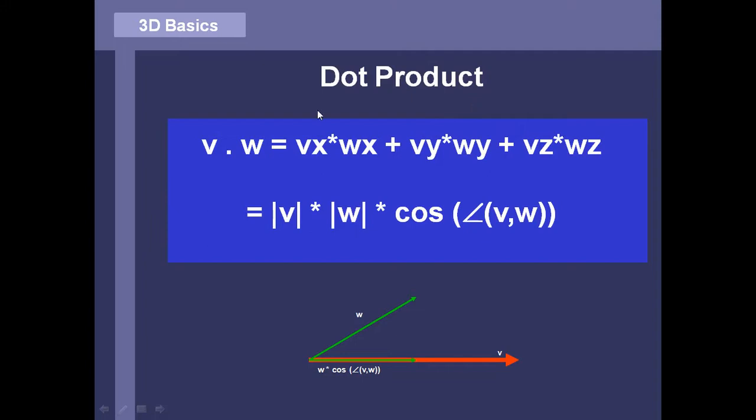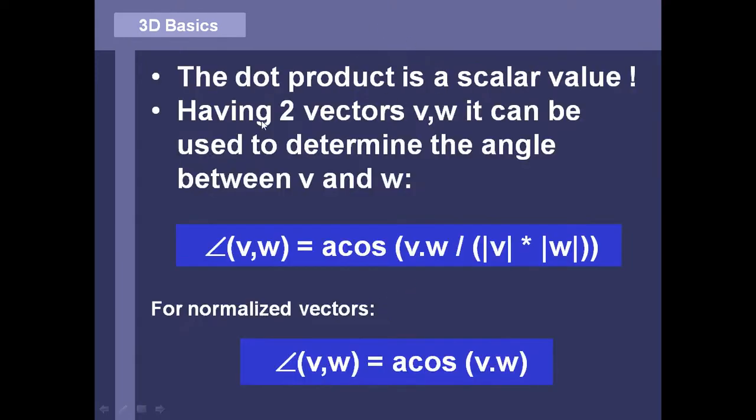And the dot product also: if we have two vectors v and w, then the dot product will be vx times wx, plus vy times wy, plus vz times wz, which is essentially the magnitude of v, magnitude of w, and cos of the angle between v and w. This theta is the angle between v and w. And the dot product is a scalar value, it does not have a direction. Having two vectors v and w, it can be used to determine the angle between v and w.